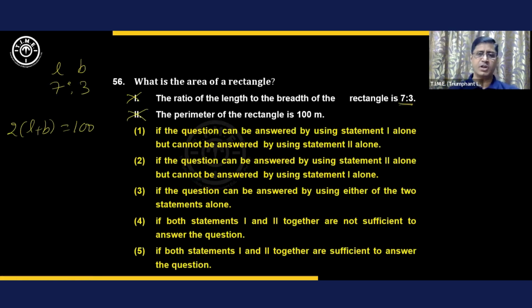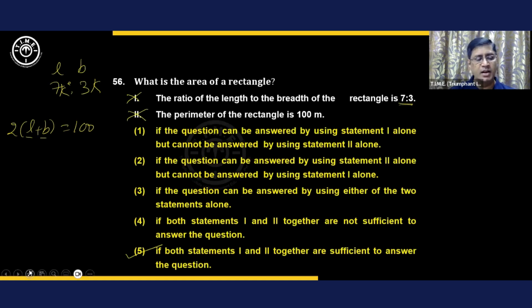The reason is that the values are not well defined. Length and breadth are not well defined. Take these values as 7K and 3K and substitute in the second. Now 2 times of 7K plus 3K means 7K plus 3K, 10K. 2 times of 10K, that is 20K, is equal to 100. Find out the value of K. Substitute, simplify. It will give the answer. So the right answer is option number 5. Fifth choice is the correct answer.